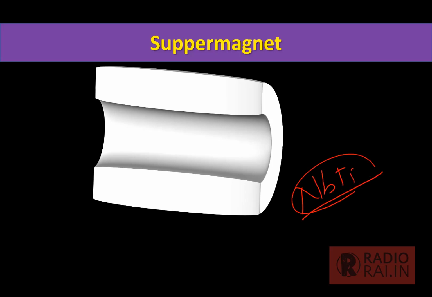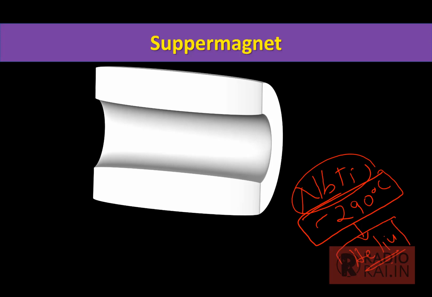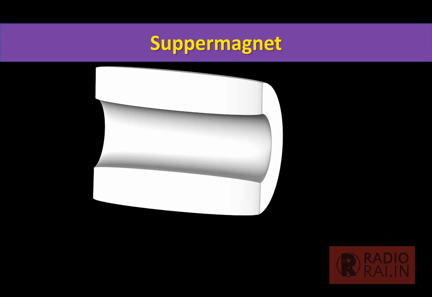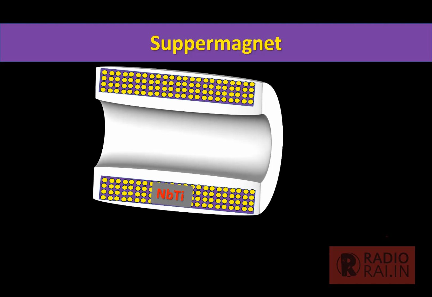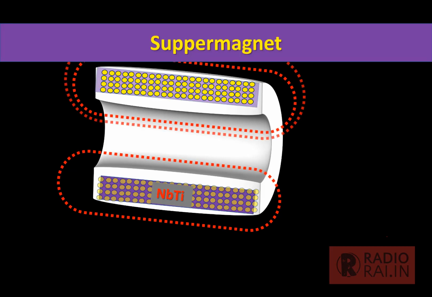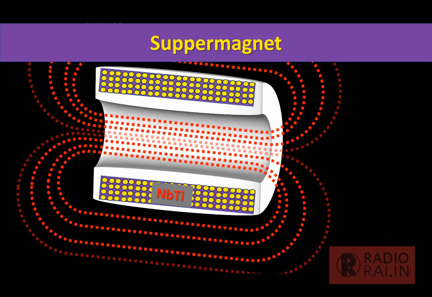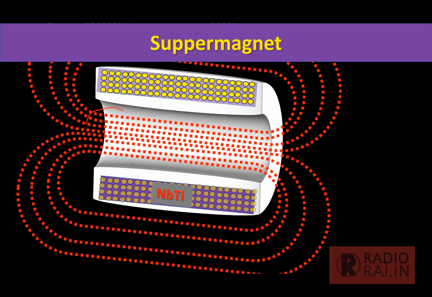Now how does the niobium titanium alloy become a superconductor? At minus 290 degrees Celsius. And how do I produce this minus 290 degrees Celsius? By keeping it in helium. Helium is acting as a cryogen here, maintaining the cold temperature of the niobium titanium coil. So the niobium titanium coil is kept inside the helium, which makes it act as a superconductor, producing the magnetic field inside the magnet as well as outside the magnet, because it is a coil and the field forms around it.